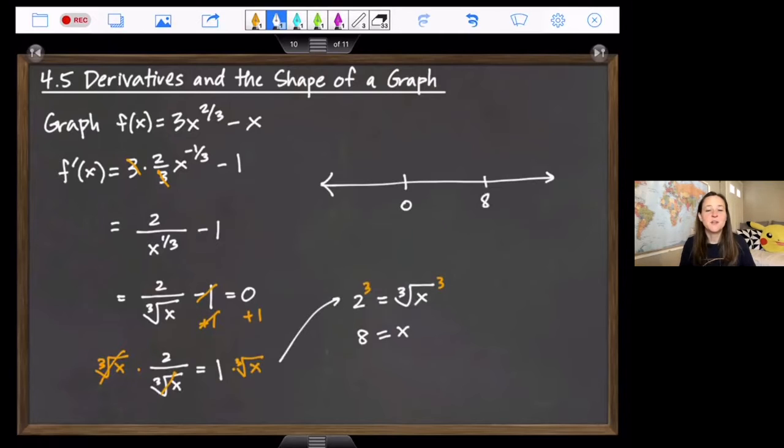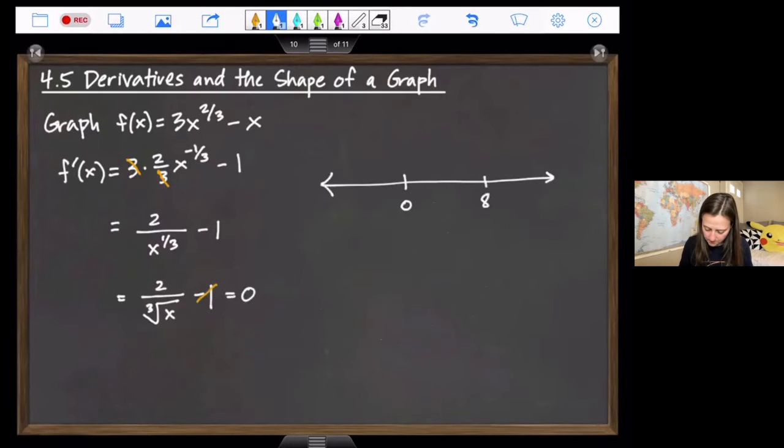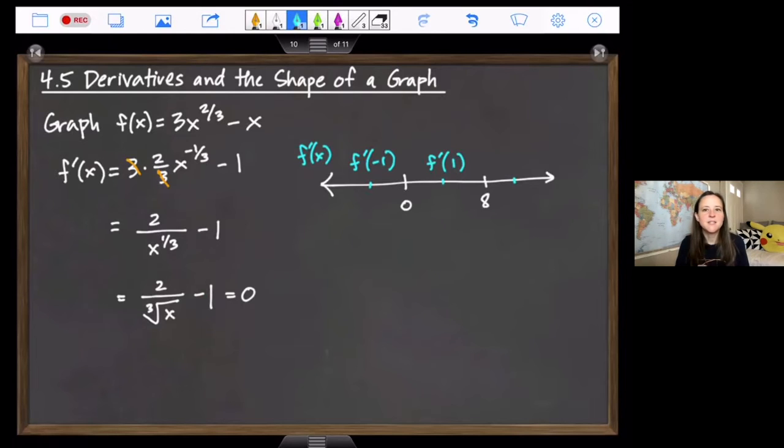All right, so let's fill in our sign chart and figure out the increasing and decreasing. We're going to pick any point to the left of 0. I'm going to find f prime of, let's say, negative 1. I'm going to find f prime of 1. That would be between 0 and 8. And then something to the right of 8. I'm going to look ahead to my derivative. I'm about to plug in some numbers there. I'm going to take the cube root of x.